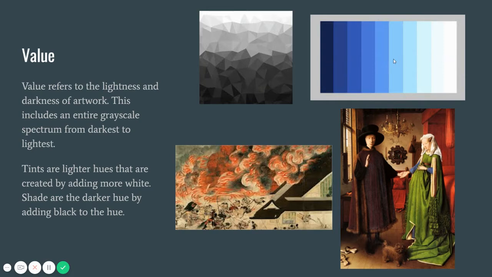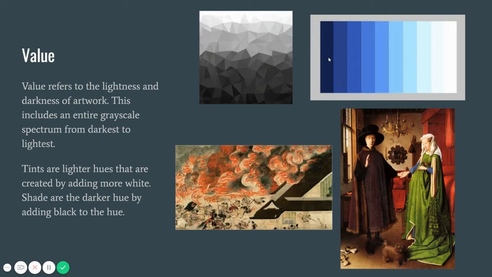And what's important to know is that when you go lighter, that is called a tint. A tint is created when your hue gets white added to it. And then it gets lighter and lighter and lighter all the way until it just becomes white. Okay? The opposite, when your hue is darker, that is called a shade. And the way to create a shade is by adding black to a hue. So you start with a hue and you slowly start to add that black until it keeps getting darker and darker and darker until you get all the way to black.